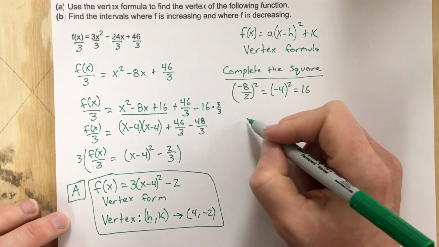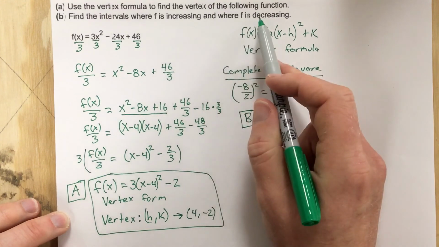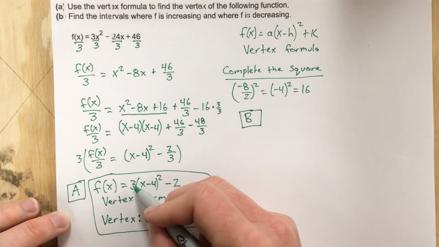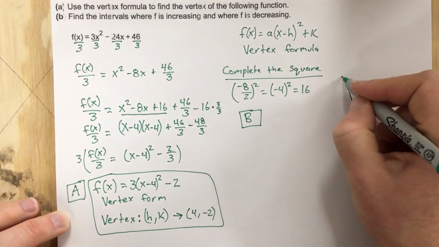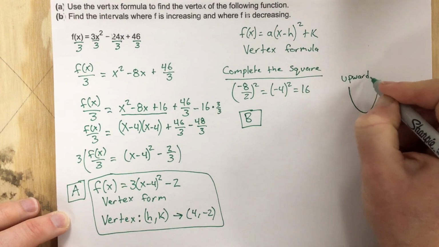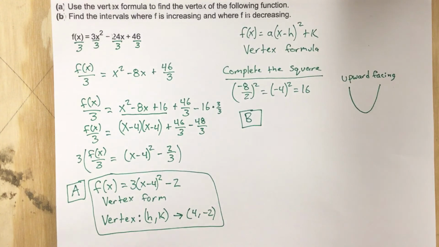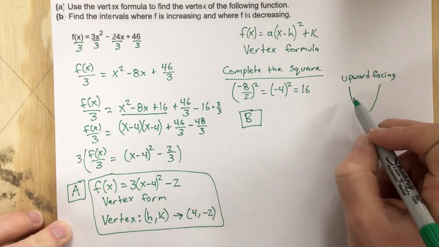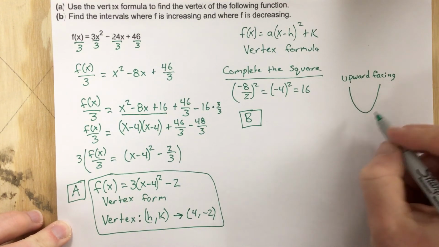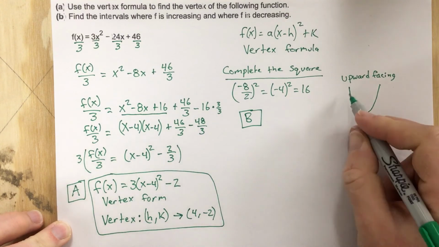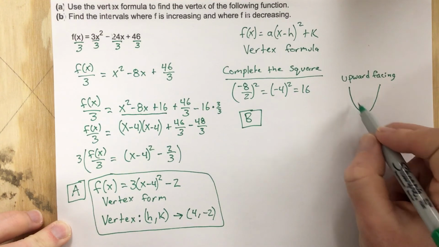Now for part B, they want us to state when this is increasing and when it is decreasing. Well, first of all, I have a positive leading coefficient, meaning I have an upward facing parabola. Because it's an upward facing parabola, we know that the left side of the parabola is decreasing and the right side is increasing. And the vertex is the spot where that splits. Essentially, that's the spot where the slope is 0.